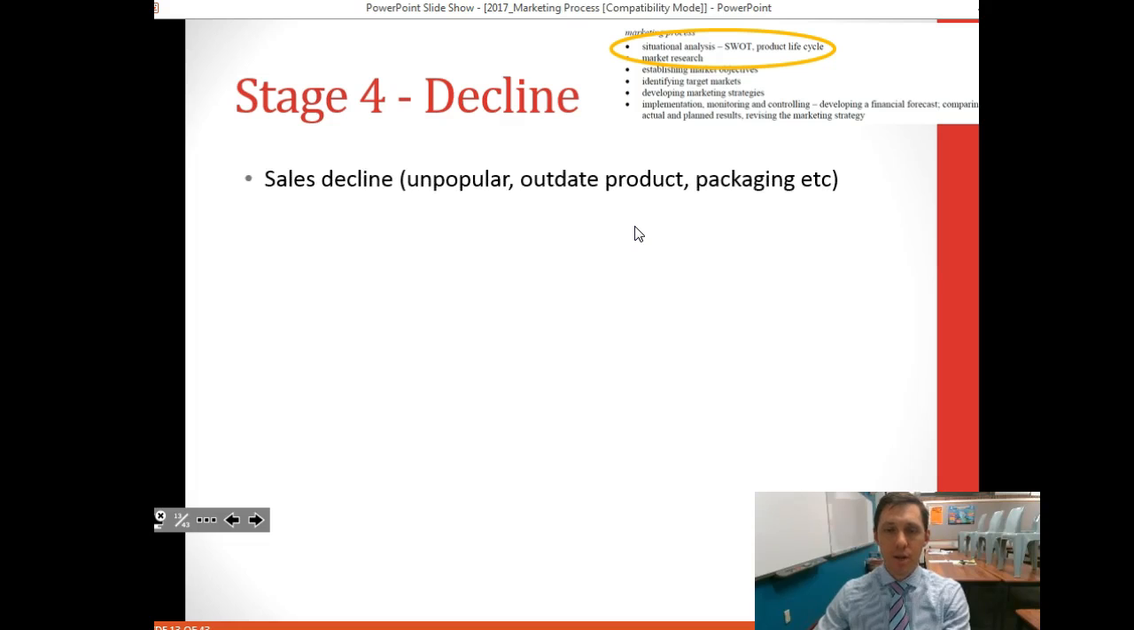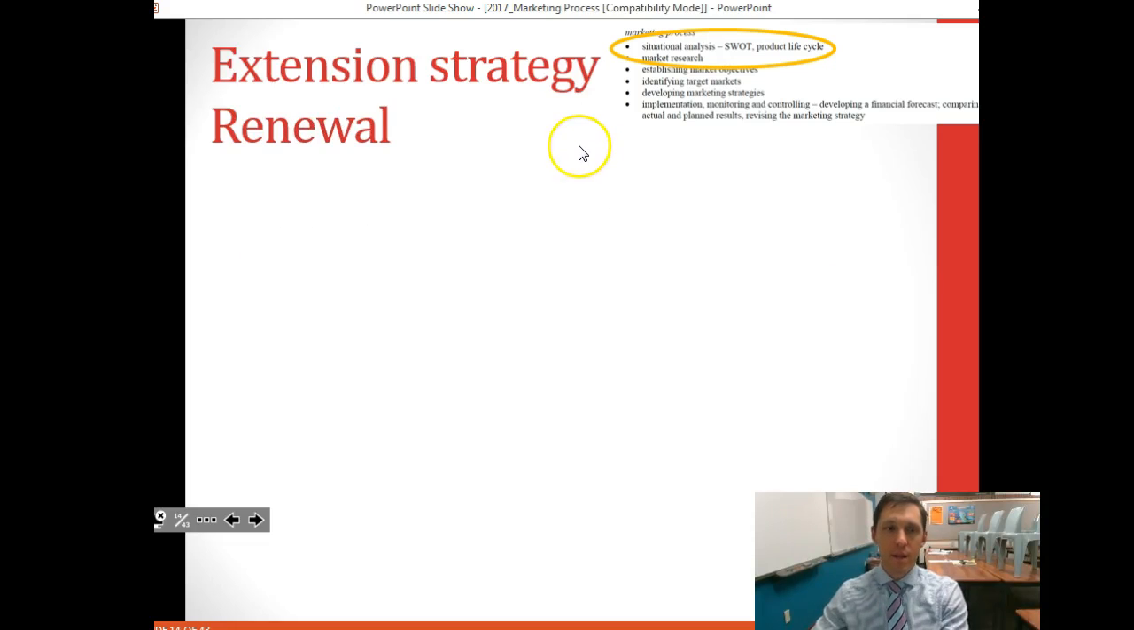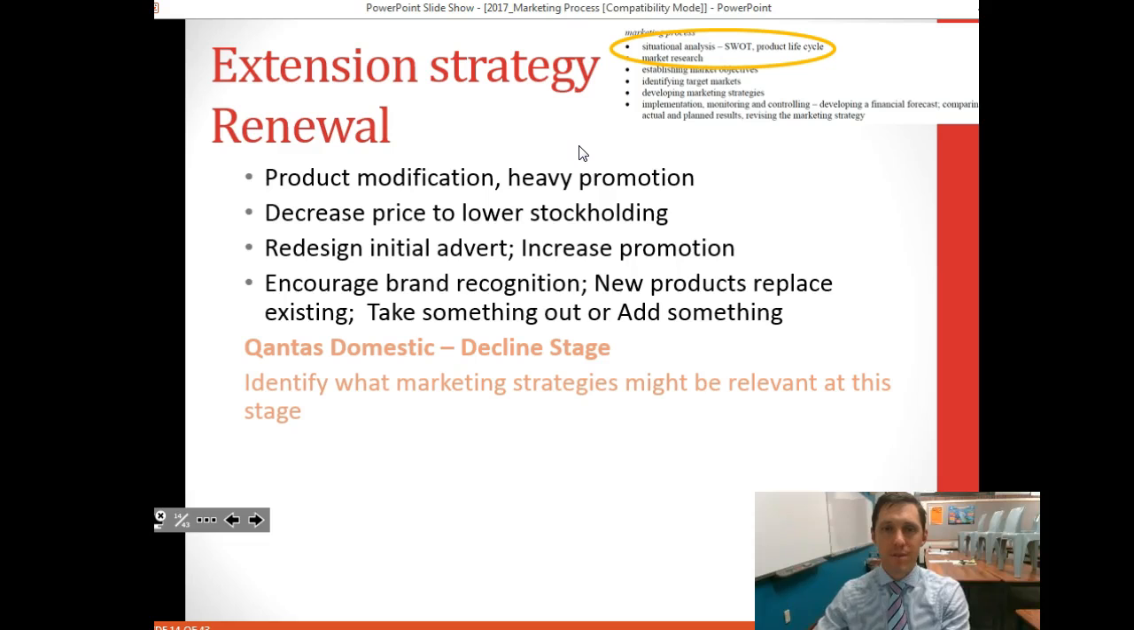Okay, once maturity has occurred the product may be in the decline stage. So as the name suggests, sales are declining, and that's often because the product is becoming outdated, packaging is becoming dated and may need to be refreshed. And at that point, the business may choose to withdraw that product from the market. However, if it doesn't choose to withdraw the product from the market, it would then enter an extension strategy or a renewal phase where the business is trying to renew that particular product. And that might mean undertaking heavy promotion, modifying or changing the product slightly to try to have it reinvigorated, decreasing the price even further to lower the stock holding and inventory levels, redesign the initial advertisements to increase promotion.